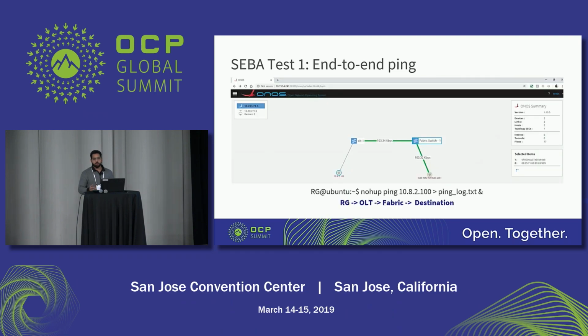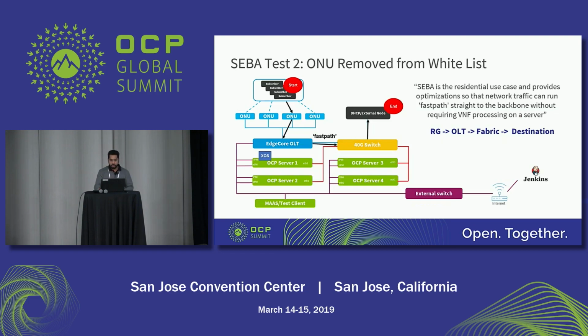So here I would demonstrate a few of the test cases, such as the fast path, which was described earlier, end-to-end ping from the subscriber to the backbone network. As you can see here, there is a subscriber traffic, and then there is an OLT, which directly goes to a switch fabric, and then to the backbone network. So this is what is meant by the fast path, and we are able to validate those using the end-to-end ping connectivity test, which is SEBA test case one.